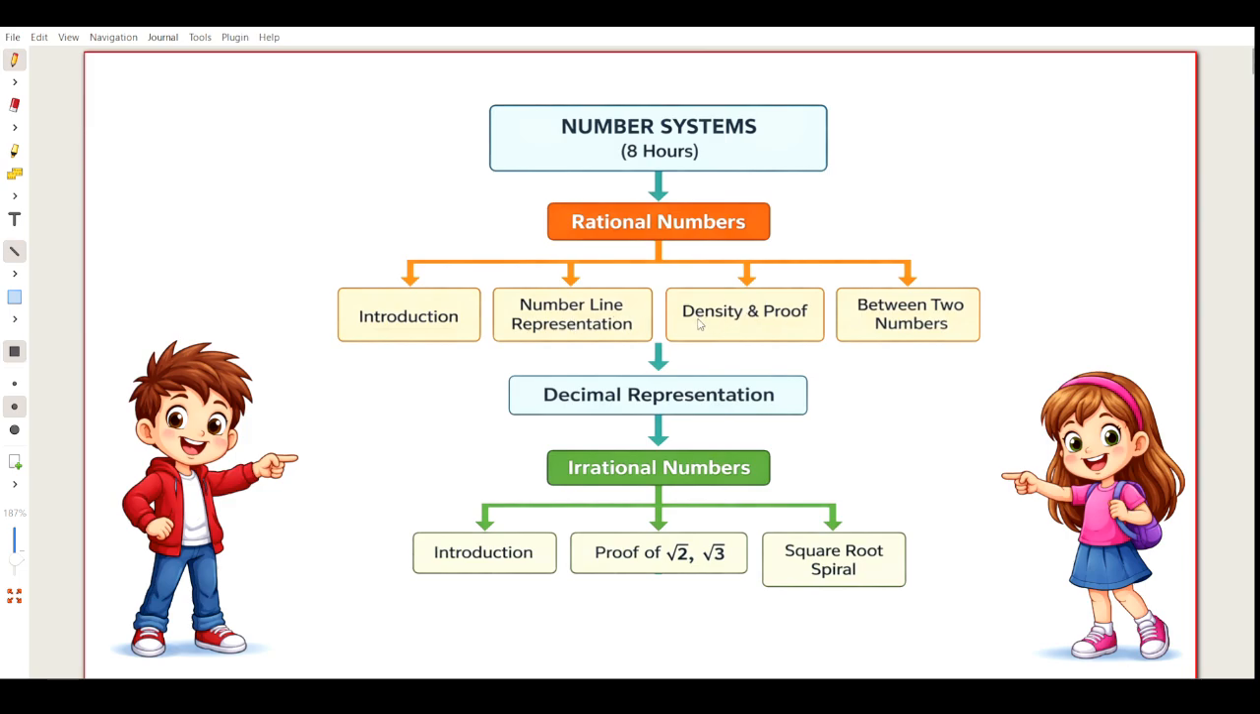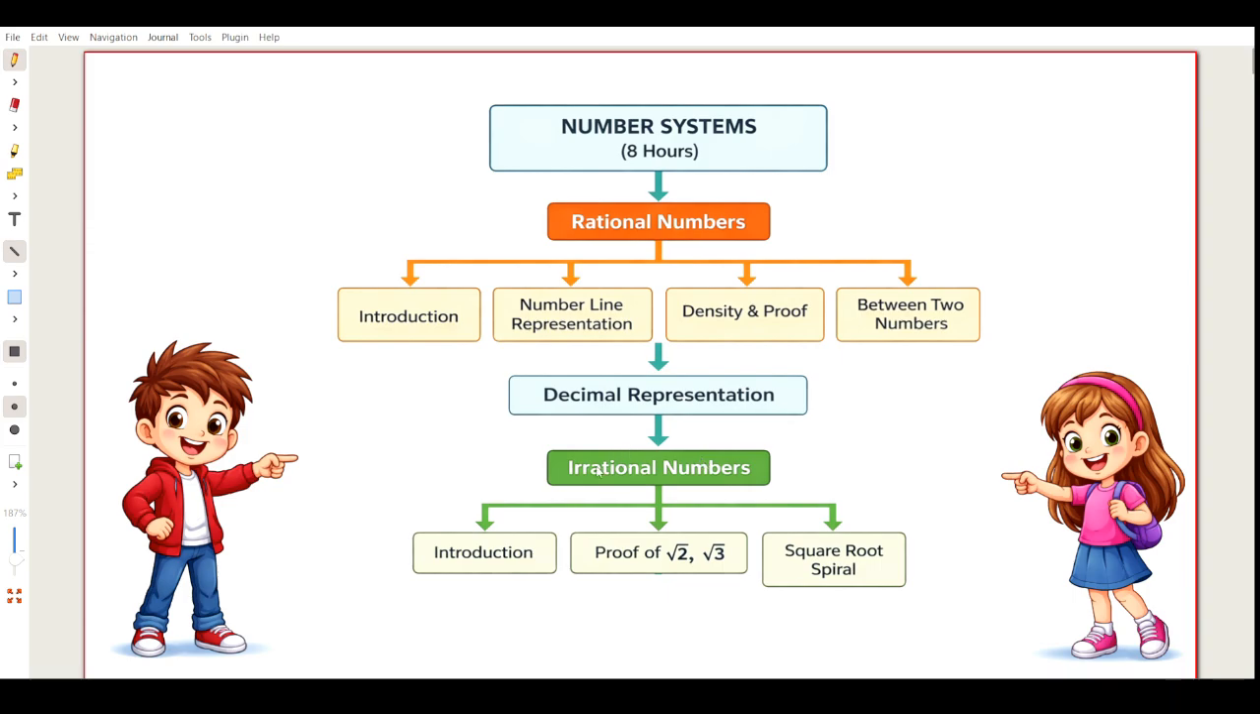Okay, density is nothing but, in between two rational numbers, how many rational numbers there can be. So how many numbers in between any two rational numbers, that is nothing but density, we are going to learn, between two numbers. Next we will be learning decimal representation of rational numbers.